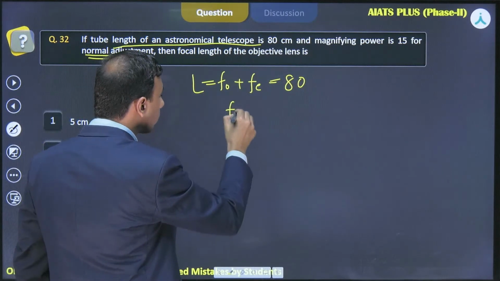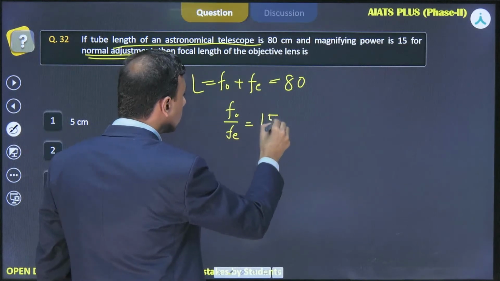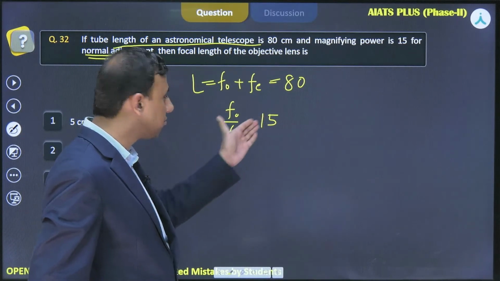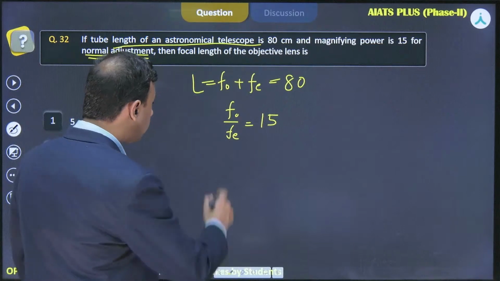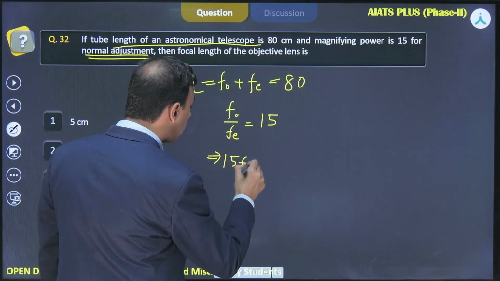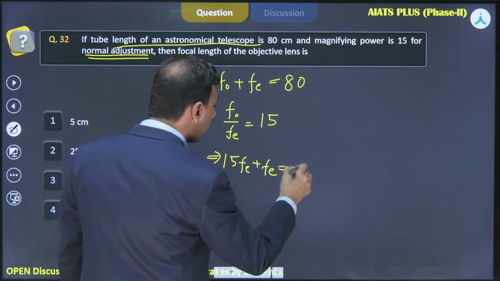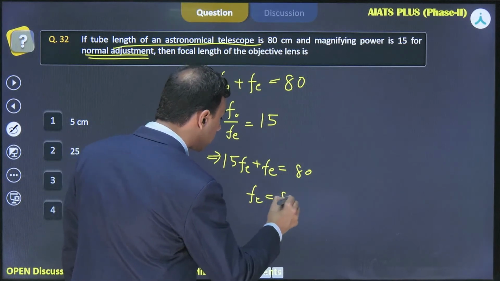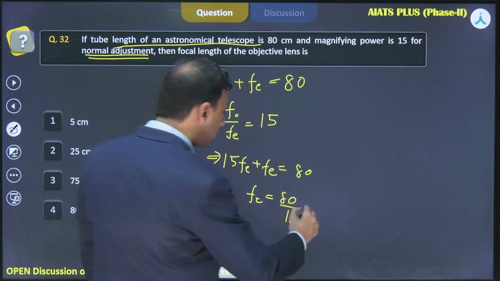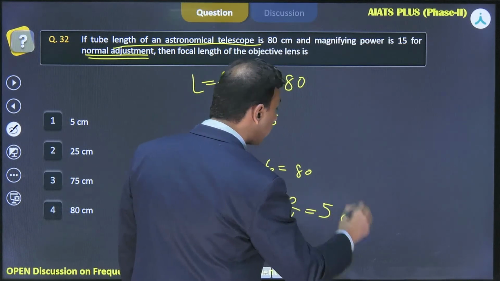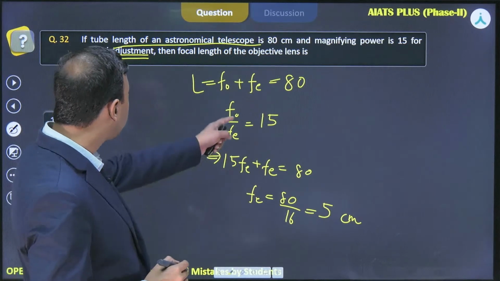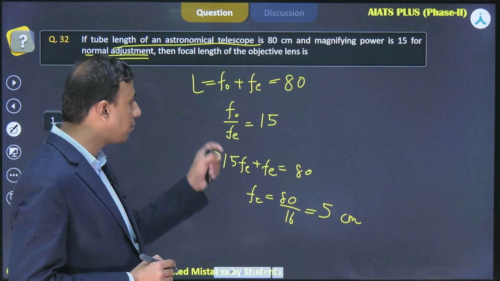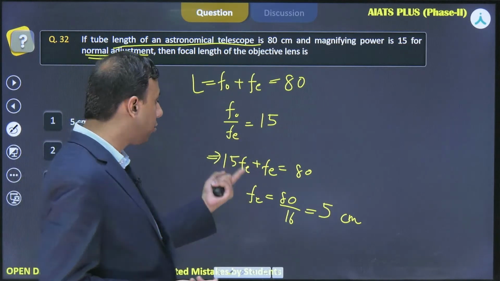So that means F naught by Fe is equal to 15. Now it is a simple calculation. F naught is equal to 15 Fe. Put it over here. Simple maths: 15 Fe plus Fe equal to 80, it is 16 Fe, and Fe is equal to 80 by 16, that is 5 centimeter. But is that what they are asking? They are not asking the focal length of the eyepiece, right? They are asking the objective. So what would be the objective? 15 into Fe. 15 into Fe would be how much? 15 into 5.